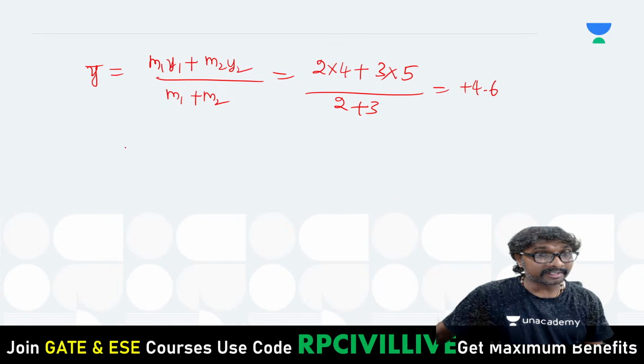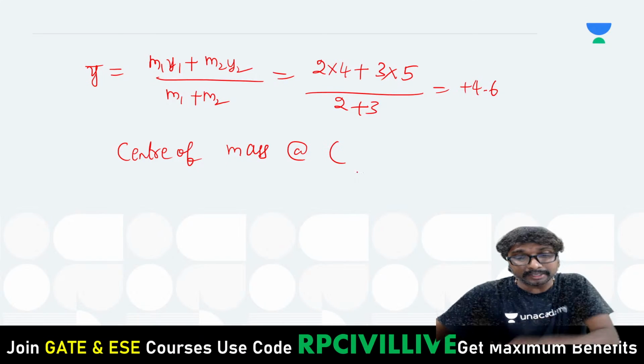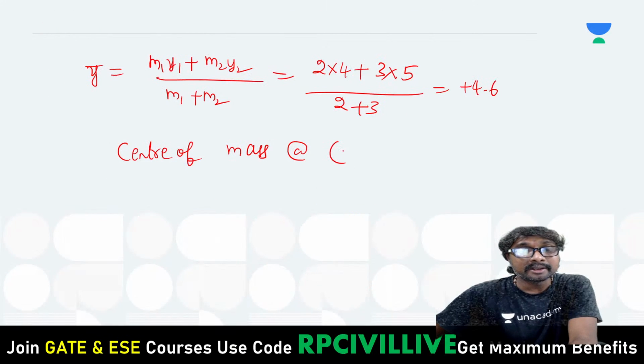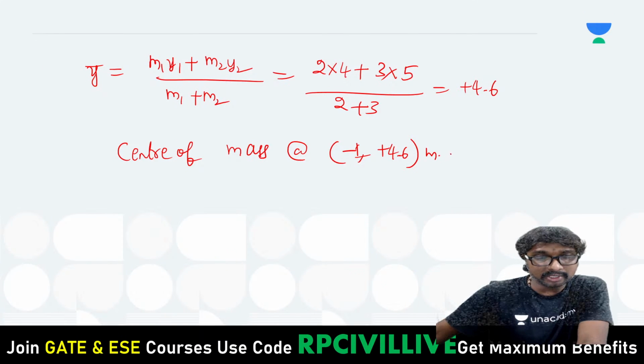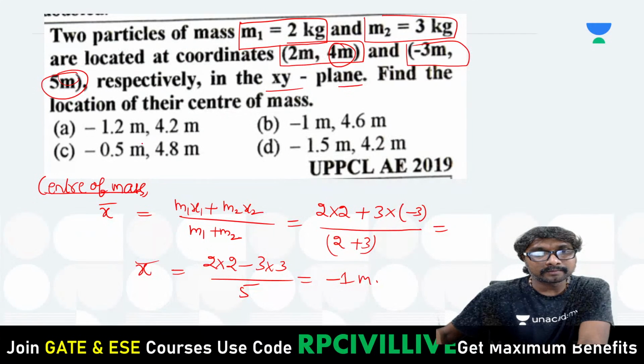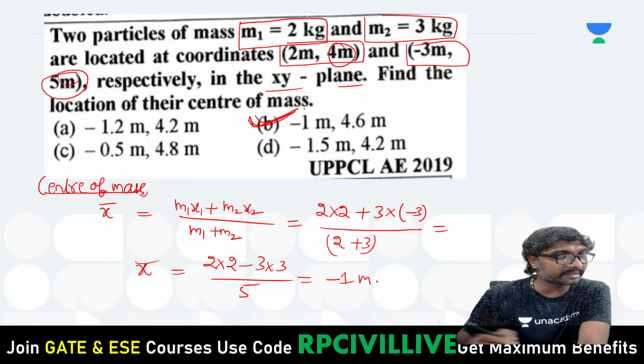Now tell me, what are the coordinates of the center of mass? x bar is minus 1 and y bar is plus 4.6 meters. So which option will it be? Minus 1 comma 4.6. Option B is the correct answer. Is that clear?